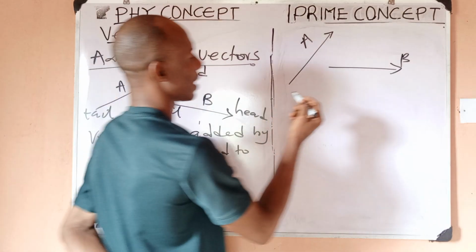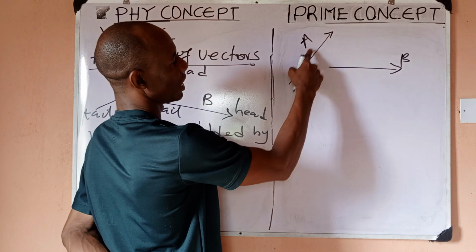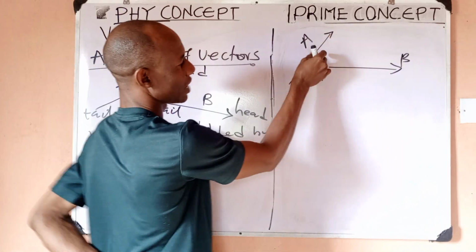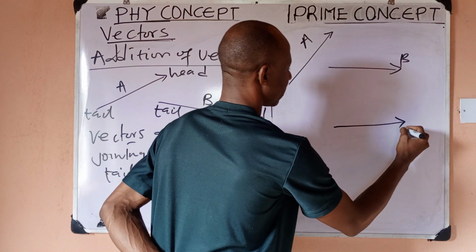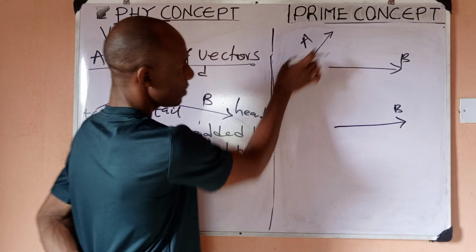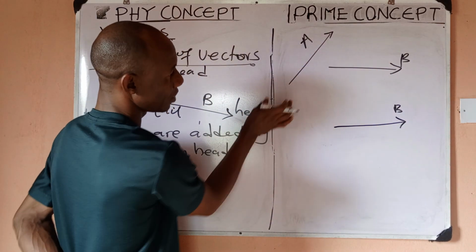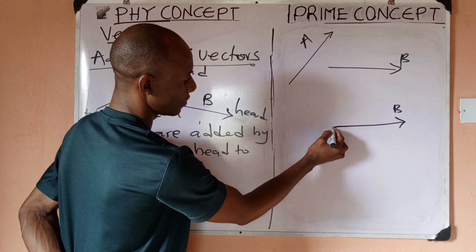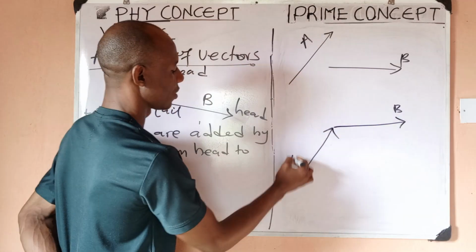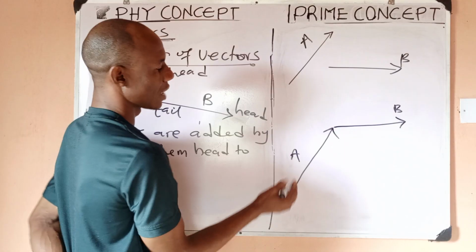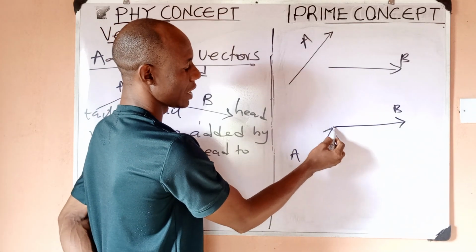So let's start by picking the head of A and joining. So it means I'll just bring it down. So let's say this is my B. I'll just drag A down, still in that direction. You can see A is facing like this, right? So I'll drag it in that direction. So this is vector A. So you can see that I've joined head to tail, right?